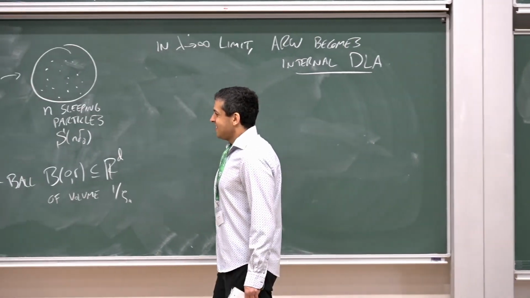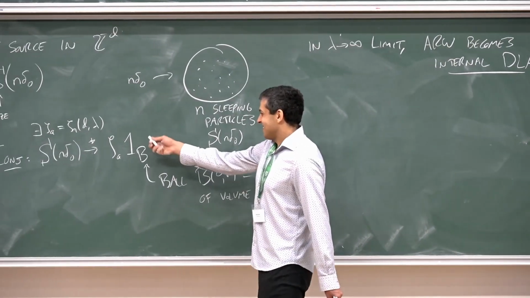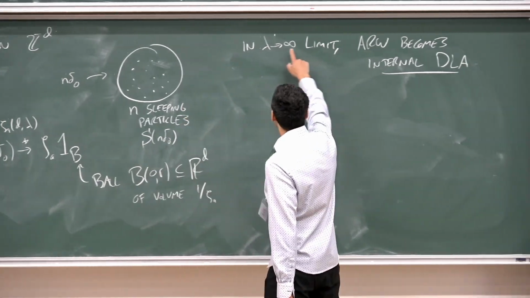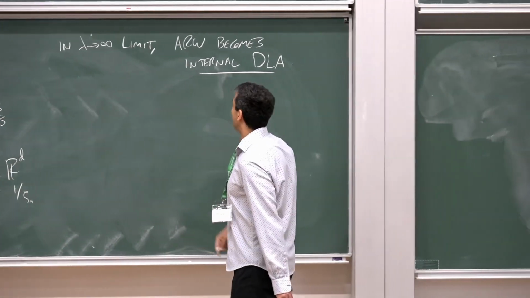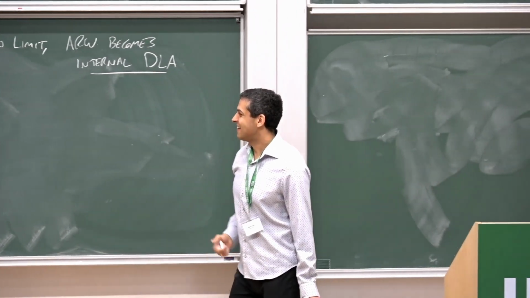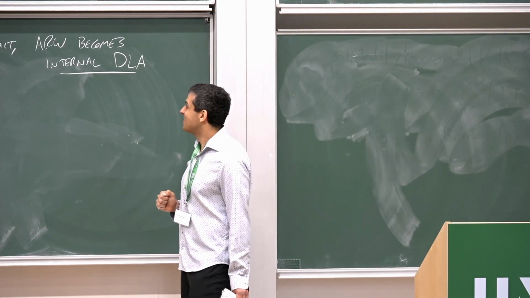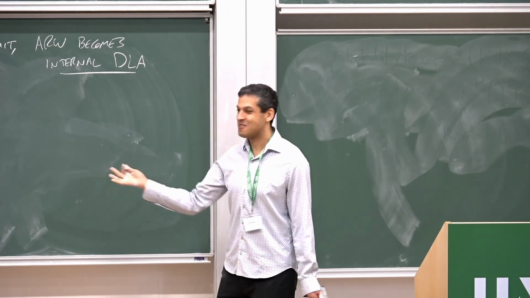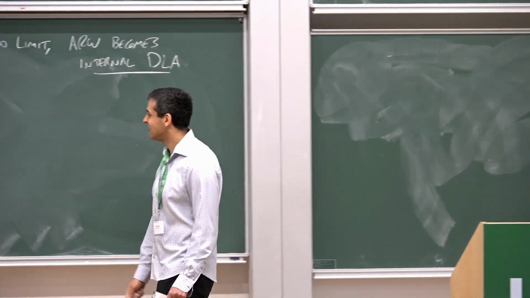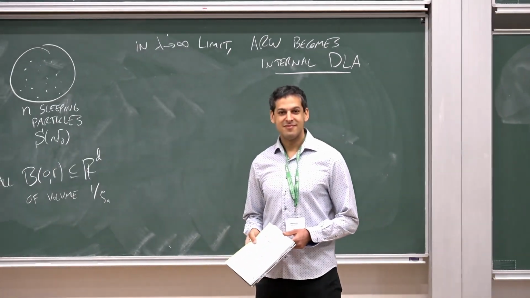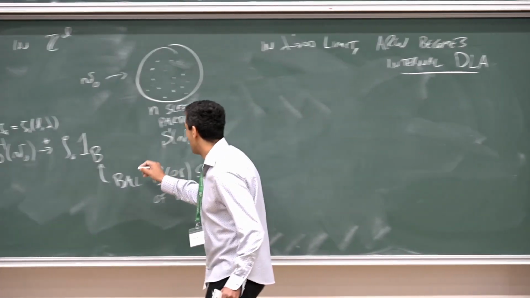So this conjecture is true in the lambda to infinity limit. We know that internal DLA has asymptotic shape of a Euclidean ball, but as soon as you reduce the sleep rate to something finite, we don't know how to prove this. So this is the Euclidean ball, right? Yeah, Euclidean ball.